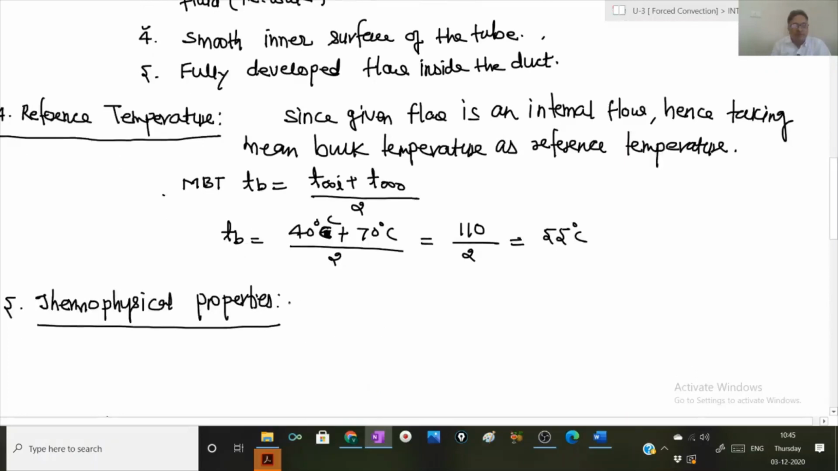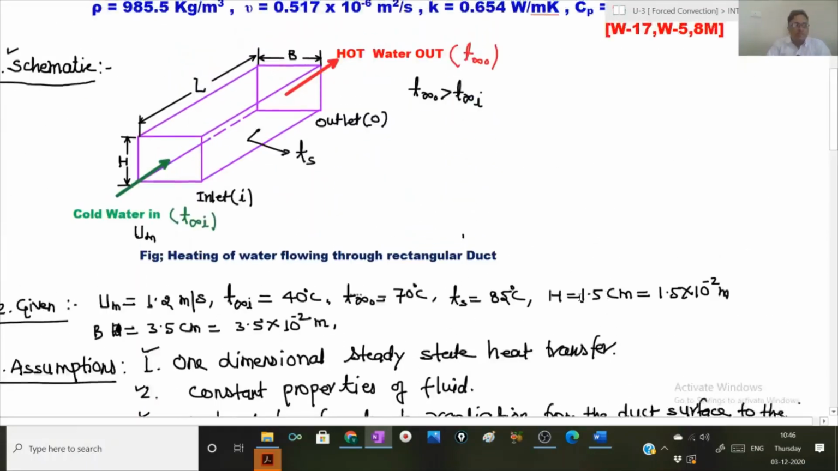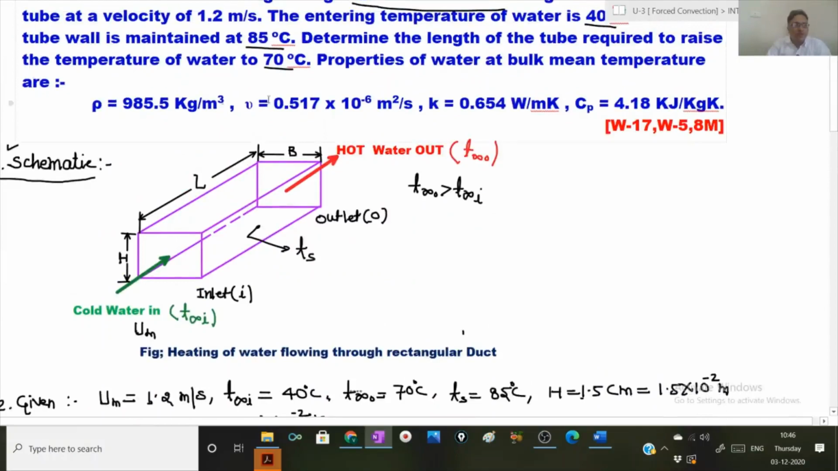Step number 5, obtain all the thermophysical properties of water at this bulk mean temperature. Now in this problem, all these thermophysical properties are given in the problem itself. So we do not need to refer to the data book. So let me enlist all these thermophysical properties which are given in the problem: rho, nu, K and Cp.